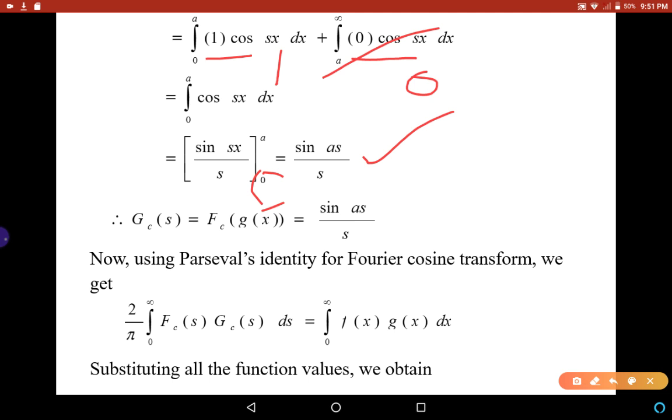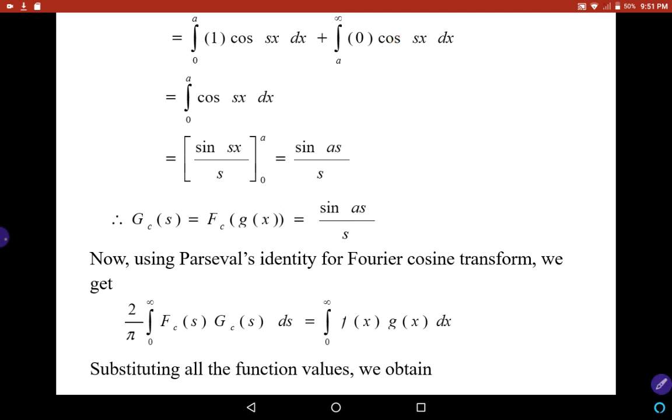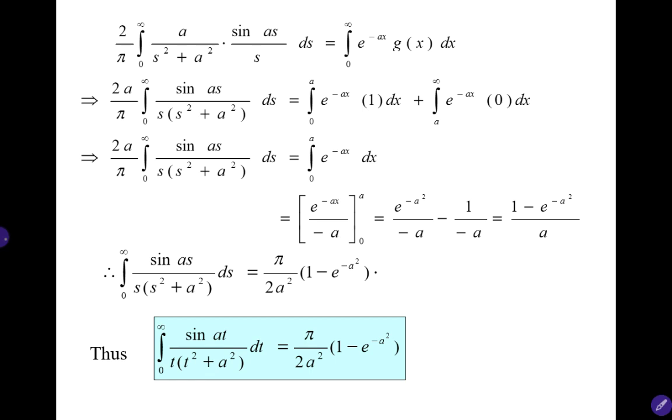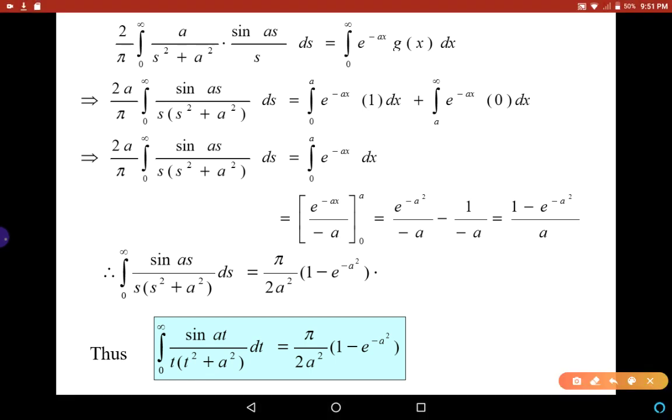Now by using Parseval's identity for Fourier cosine transform, that is 2 by pi times integral 0 to infinity Fc of s into Gc of s ds is equal to integral 0 to infinity f of x into g of x dx. Now let us substitute the values of Fc of s, Gc of s, f of x and g of x in this identity. We get 2 by pi times integral 0 to infinity a by s square plus a square, this is Fc of s, into Gc of s, which is sin as by s, ds, is equal to integral 0 to infinity f of x, which is e power minus ax, and g of x dx.